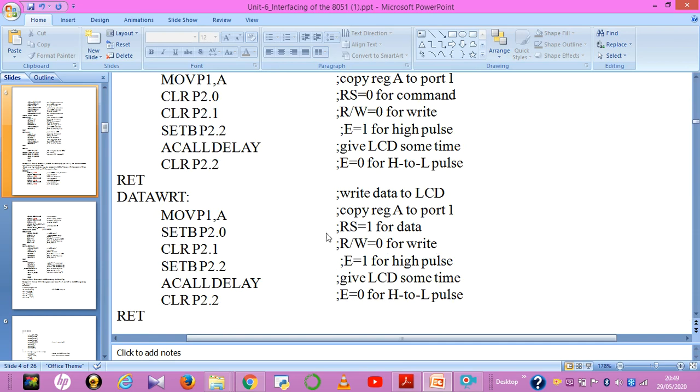For that you have to keep RS equal to 1 after making write operations. After sending commands, after making your LCD ready, you have to send all the data one by one. For that you have to tell the LCD regarding the data: RS is equal to 1 for data, and you are writing those characters. Again enable for a high pulse, give the LCD some time, and again make it clear.